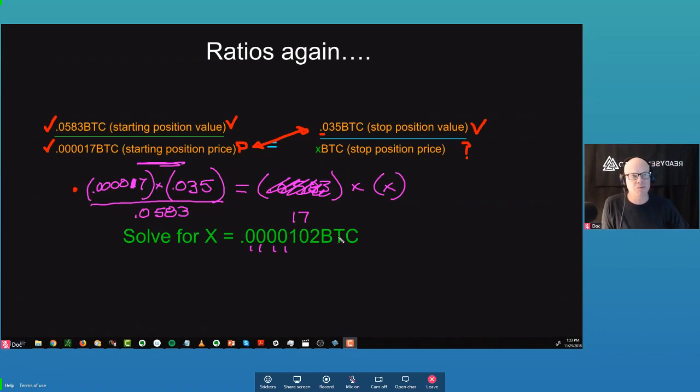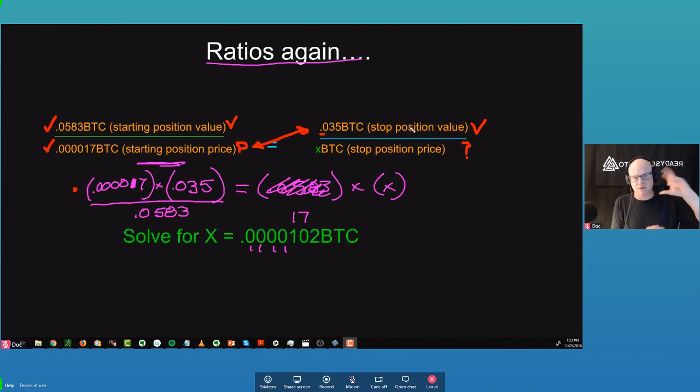Does everybody understand that? All right, so I'll pause here for just a second. Again, what we're doing is ratios: value divided by price. We know what the value is of the stop position.